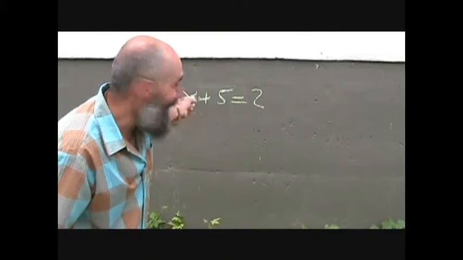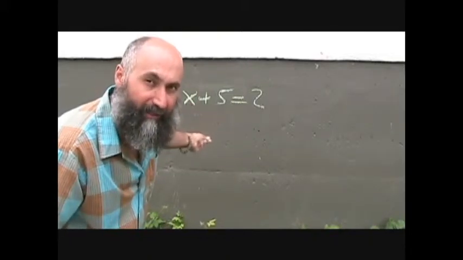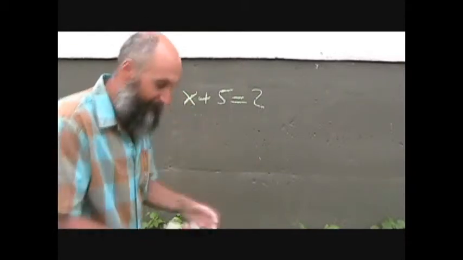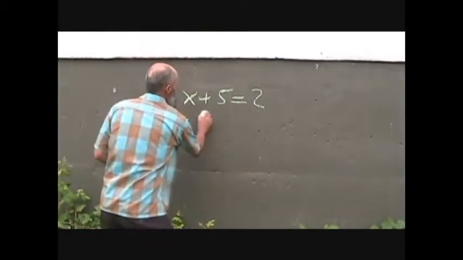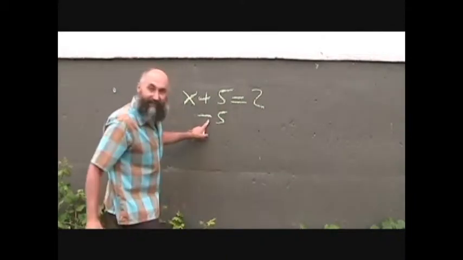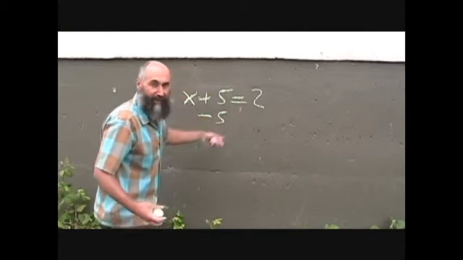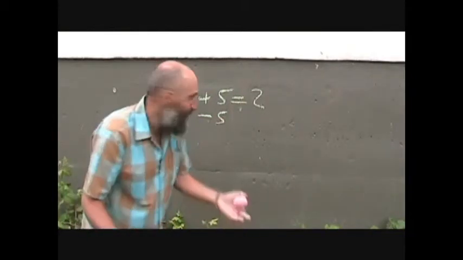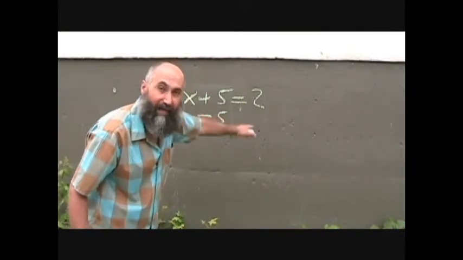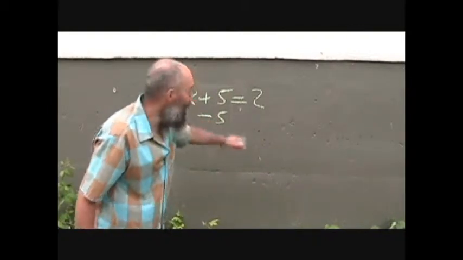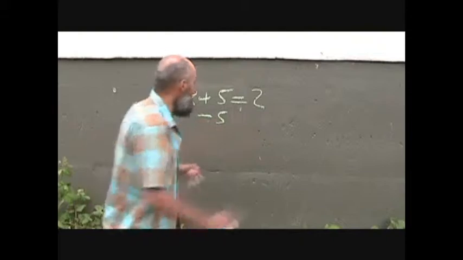What we want to do is get x by itself. So we have to get rid of the 5. What we're going to do is, that's plus 5, we're going to subtract 5. So we're going to go minus 5 on this side. And because we have an equal sign, and the equal sign means we have to balance things out, whatever we do on one side, we've got to do to the other side. So if we subtract 5 from this side, we have to subtract 5 from the other side.